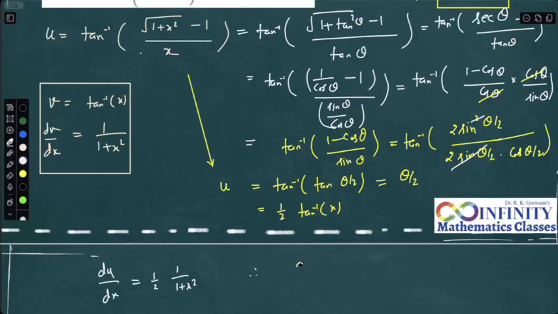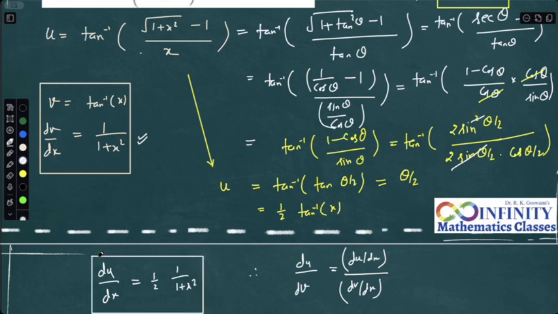So du over dv will be du over dx divided by dv over dx. dv over dx you already have, du over dx just obtained, right? What should be the final answer?